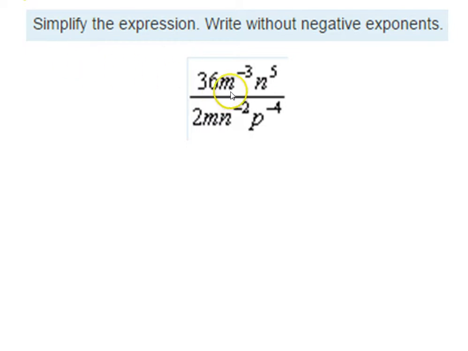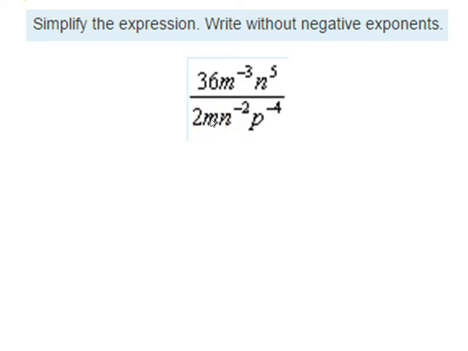The first thing I see that has a negative exponent is m. M has a negative exponent because it's m to the negative third. The 36 does not have a negative exponent. The m does. The n does not have a negative exponent. It has a positive exponent of 5, so I'm not going to worry about that. The 2 does not have a negative exponent.